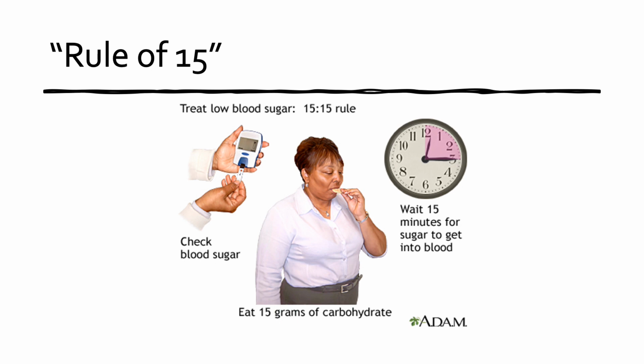If it's still low, guess what? You're going to eat another 15 grams of carbohydrate. You're going to wait another 15 minutes. You're going to check blood sugar again. If it's still low at that point, something really weird is going on, and you need to get yourself in to be seen. But we teach diabetics to do this so that, 99 times out of 100, this is going to fix the problem. But if they check their blood sugar too quickly, they won't have a blood sugar that reflects the food that they just ate.